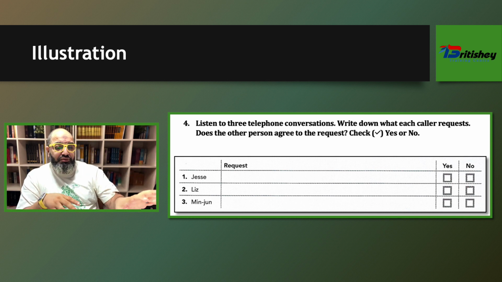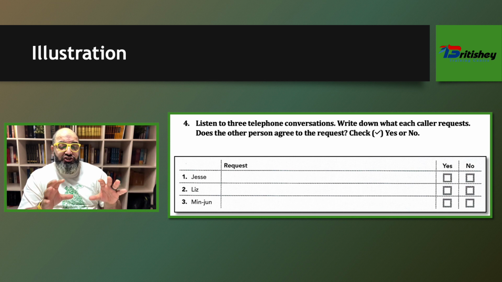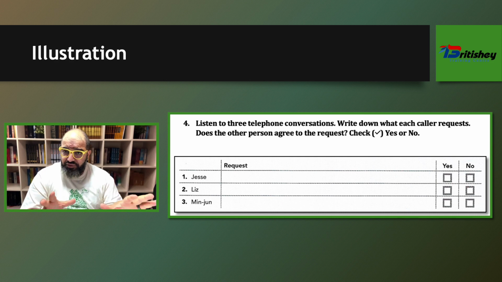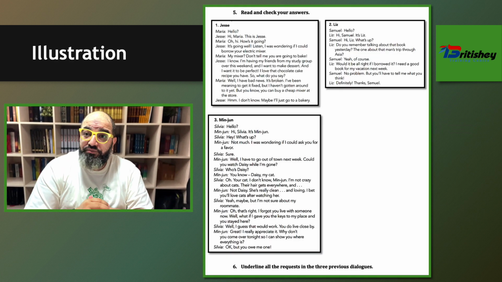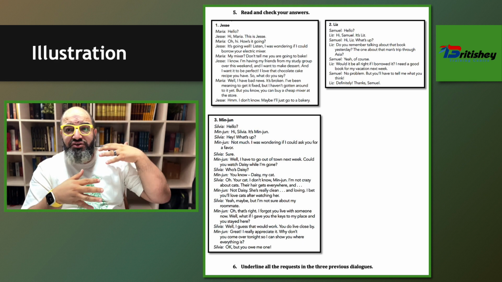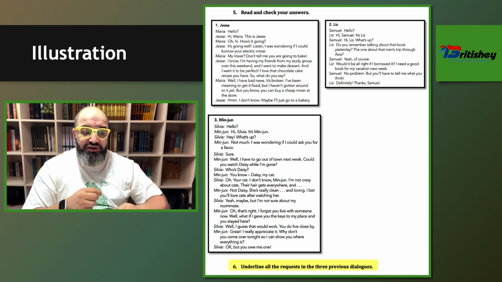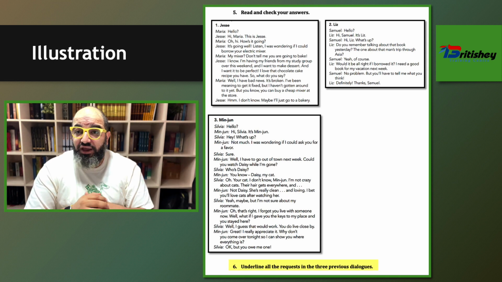I said, listen to 3 telephone conversations, write down what each caller requests. Does the other person agree to the request? Check yes or no. Wonderful. And then after they listen, after they finish the activity, I give them the 3 texts. So again, they read, they're exposed to more requests. And again, I ask them, underline all the requests in the 3 previous dialogues.